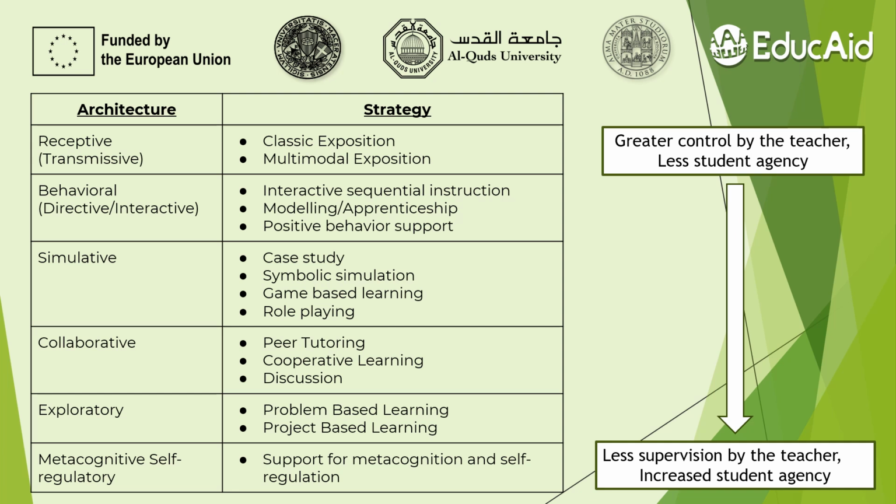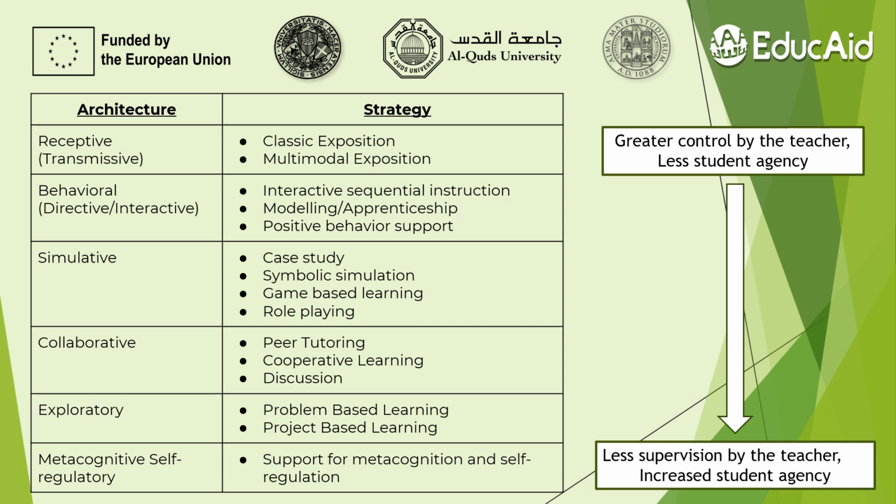Starting from the top, we have the receptive transmissive architecture. And inside this architecture, we have the following teaching strategies. So we have a classic exposition and a multimodal exposition. Then we have the behavioral architecture, also known as directive and interactive. And inside this architecture, we have the following strategies: interactive sequential instruction, modeling and apprenticeship, and positive behavior support.